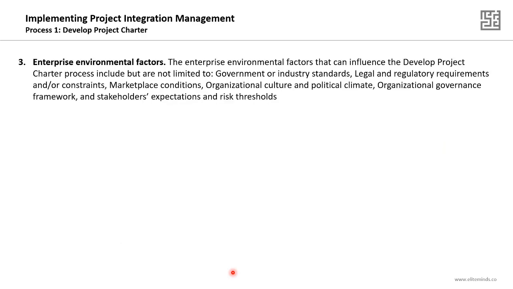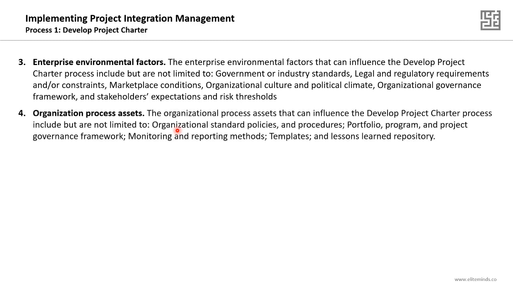The third input will be the enterprise environmental factors, and we talked about how they can influence your project in the previous section. It can influence the develop project charter process. Some of the enterprise environmental factors that can influence this process are the government or industry standards, legal and regulatory requirements and constraints, marketplace conditions, organizational culture and political climate, organizational governance framework, and stakeholders' expectations and risk thresholds. All these are examples of enterprise environmental factors that might affect or influence developing the project charter. However, they are not under your control as a project manager.